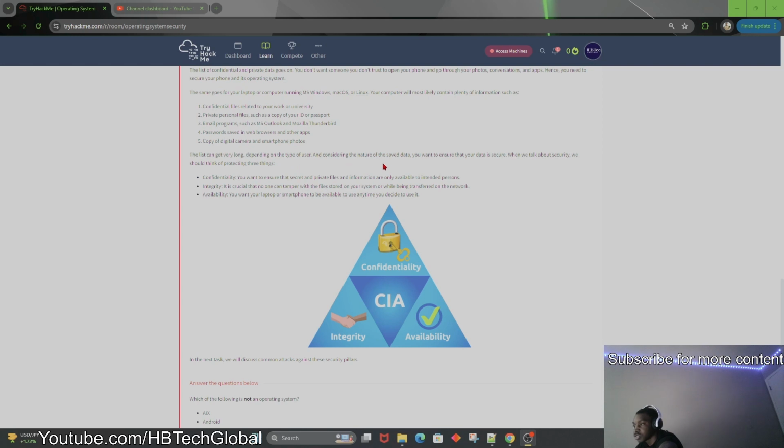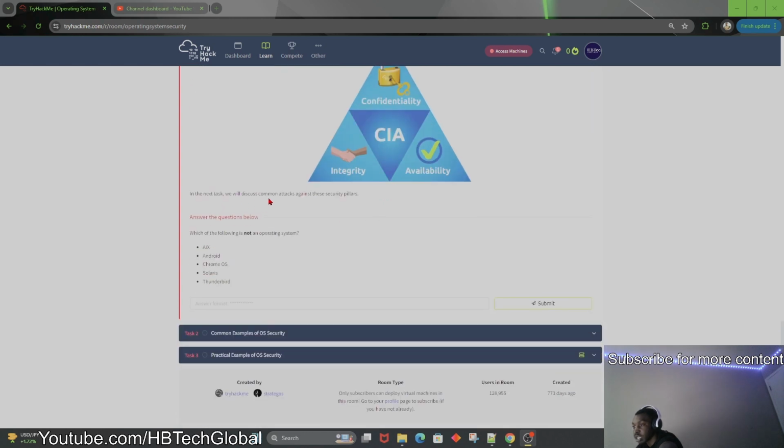And considering the nature of saved data, you want to ensure that your data is secure. When we talk about security, we should think of protecting three things: confidentiality, which is you want to ensure that the secret and private files and information are only available to intended people. Integrity, it is critical that no one can tamper with the files stored on your system or while being transferred onto the network. And then availability, you want your laptop or smartphone to be available to use whenever you decide to use it. In the next task, we will discuss common attacks used against these security pillars, the CIA triad.